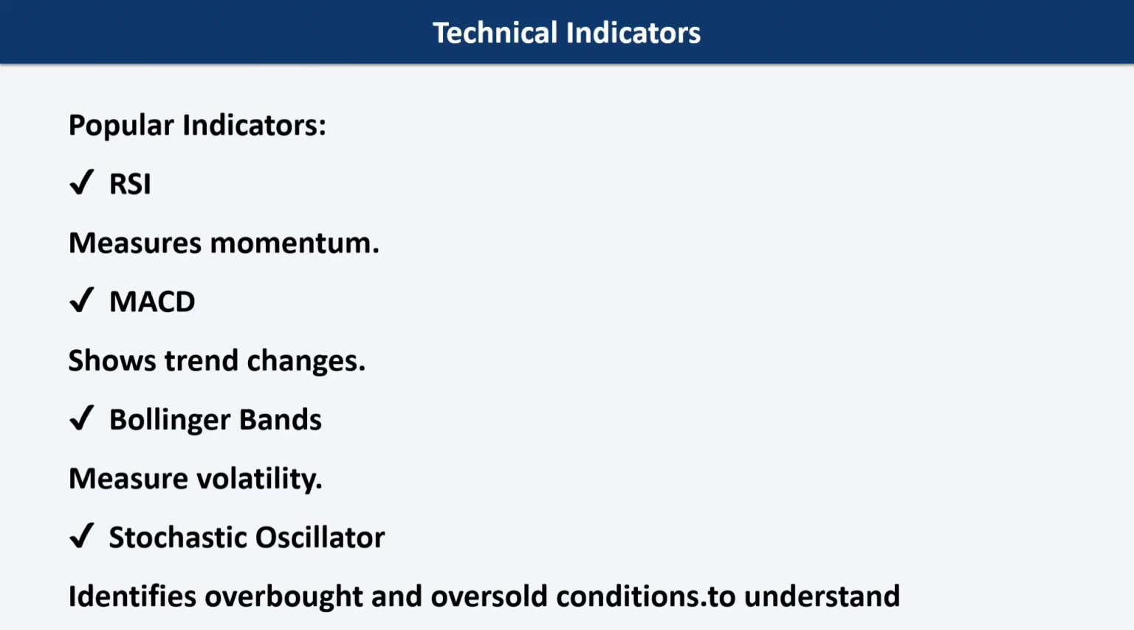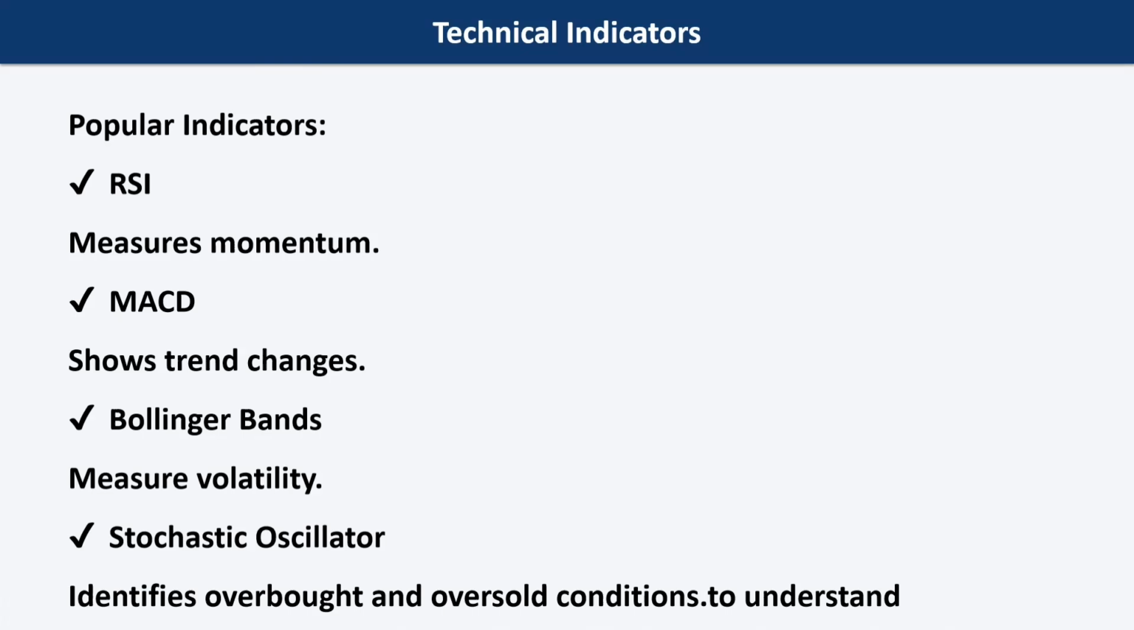Now coming to the third one, Bollinger Bands. It measures the market volatility. When the bands become wider, volatility is high. When the bands become narrow, volatility is low. Right? Many traders watch narrow bands because they often precede a significant price movement.